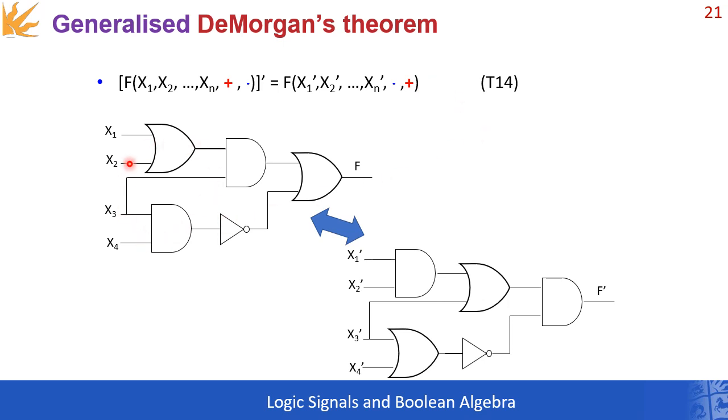If we take this example over here, and you follow these rules, you will end up with something like this. All the variables are inverted, all the gates have been switched from AND to OR and from OR to AND. And of course, don't forget that the final result, which is the result of the function, is also inverted.